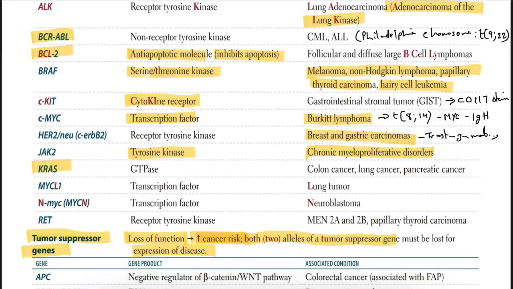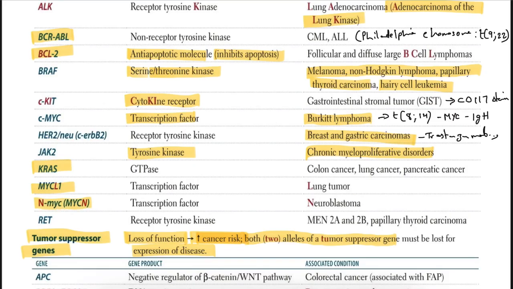Next one KRAS. The gene product is a GTPase, associated with colon, lung, and pancreatic cancers, and we can predict resistance to EGFR inhibitors. Next one MYCL1. The gene product is a transcription factor, and the associated cancer is lung cancer.